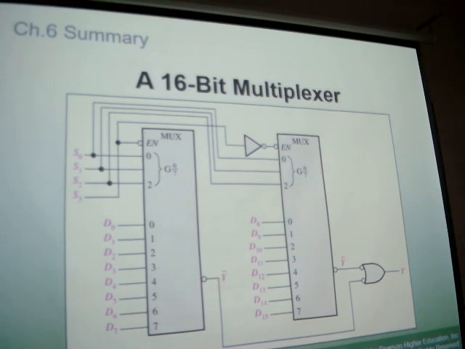We also need to know how to expand the multiplexer. For example, using 8-to-1 multiplexers to construct a 16-bit multiplexer, like this. We can use the enable input to expand the multiplexer.